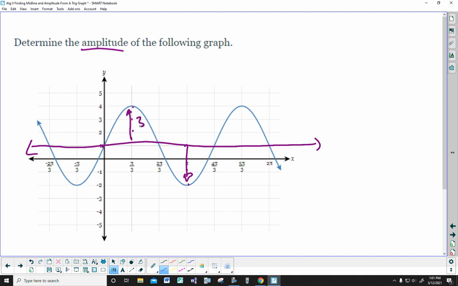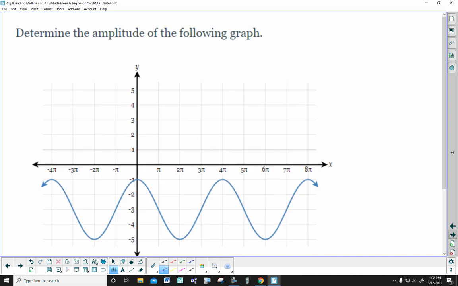In both cases, it's 3. And the amplitude is always positive. Okay? Amplitude is always positive. It's just the distance from the midline to a peak, or the midline to a valley, or a trough, whatever it is you care to call that. So the answer to this is just 3, because it's 3 units up or 3 units down. Again, it's always positive.